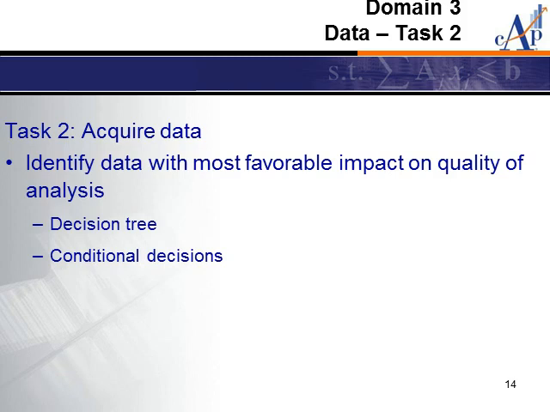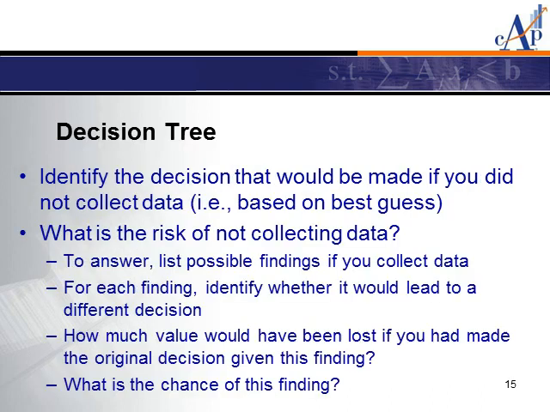All right, acquiring data. We want to acquire data which is going to improve the quality of our analysis the most. I made reference to a decision tree, but potentially there's a simpler, although equally rigorous way of thinking about it. You identify the decision that would be made if you did not collect the data. What would the client do right now if there was no further information, based on their best guesses?